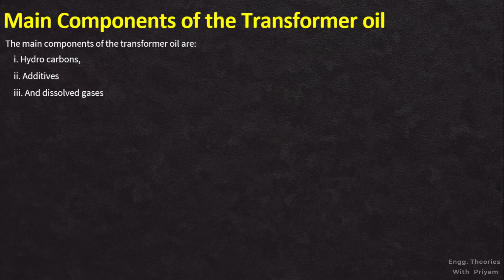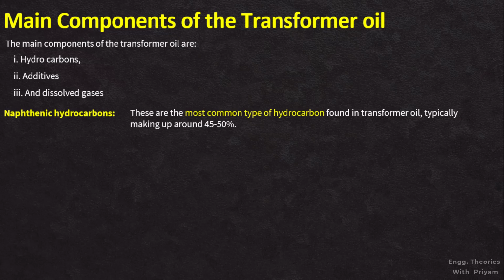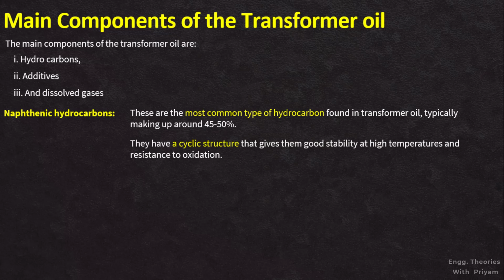Hydrocarbons. The transformer oil primarily consists of hydrocarbons, which are compounds made of hydrogen and carbon atoms. They are mainly of three types: naphthenic, paraffinic, and aromatic hydrocarbons. Naphthenic hydrocarbons. These are the most common type of hydrocarbon that are found in the transformer oil, making up around 45 to 50%. They have a cyclic structure that gives them good stability at high temperature and resistance to oxidation. Examples are cyclohexane and methylcyclohexane.